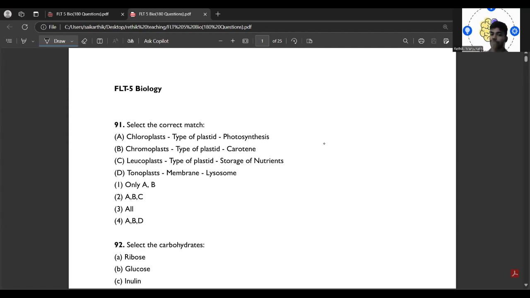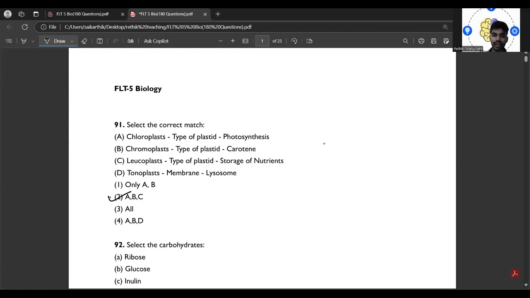What would be the correct match here? Which among them are actually correct? The correct answer is A, B as well as C. A, the chloroplast, is a type of plastid, and it helps in photosynthesis, which is correct. The B part, the chromoplast, is again a type of plastid, which has carotene. And the C one, the leucoplast, is again a type of plastid for storage of nutrients. The nutrients are actually stored in the leucoplast.